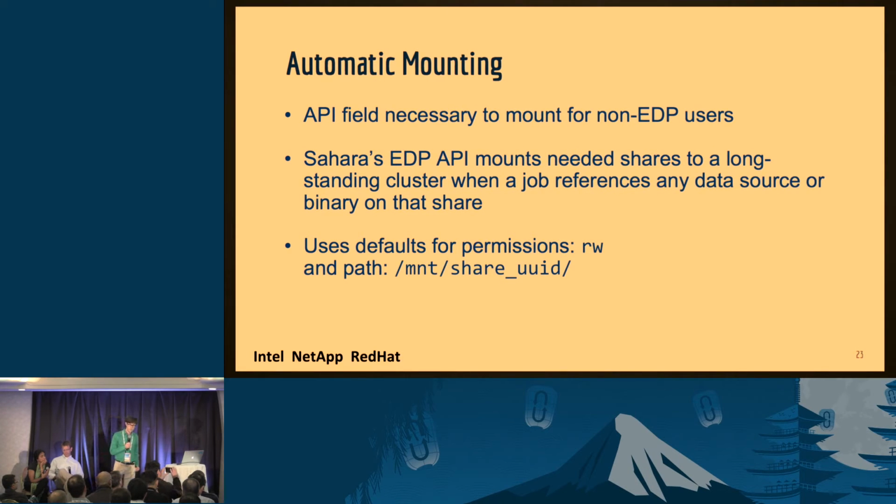As I've noted, if you are using Sahara's EDP, you don't actually have to do anything new with the API at all to mount these shares, except for using that new URL form. Sahara will automatically check to make sure that that share is mounted to your cluster. If it's not, it'll mount it for you, and you're good to go. No additional work needed. In that case, it does use some defaults for permissions. It assumes you're going to need read-write, which you may not want, and it defaults to the path mount share UUID.